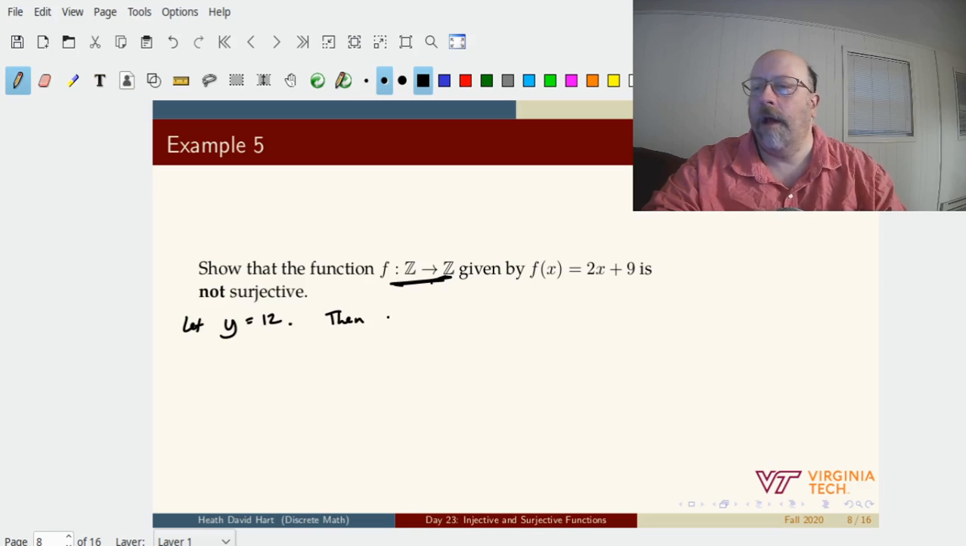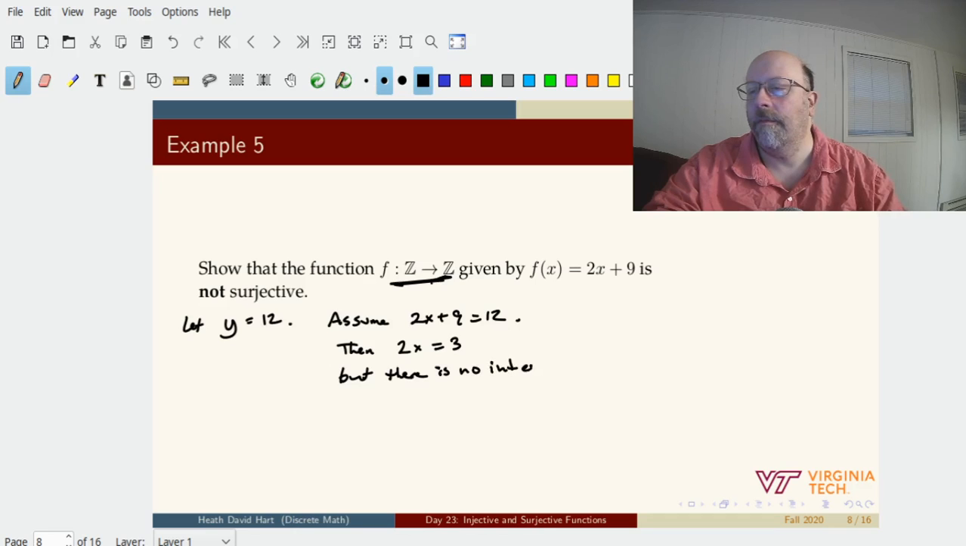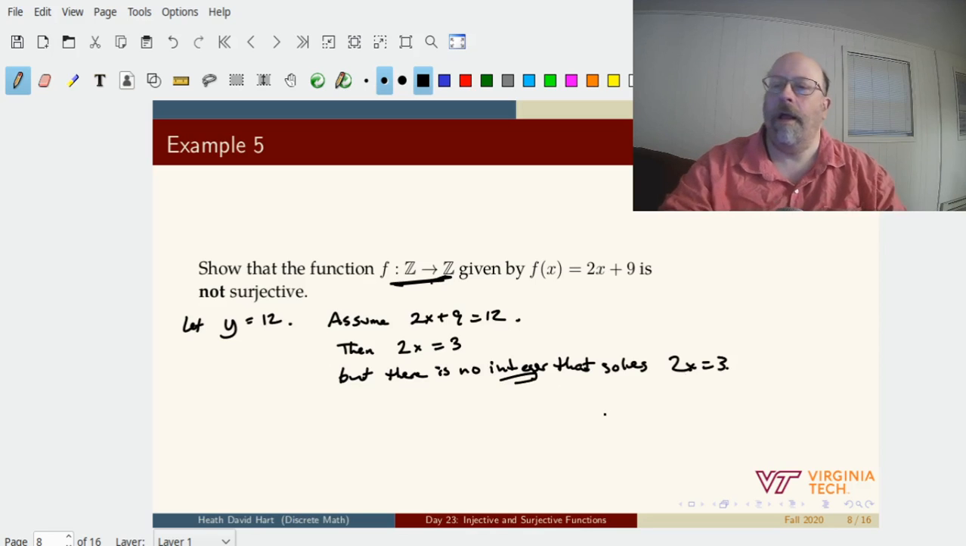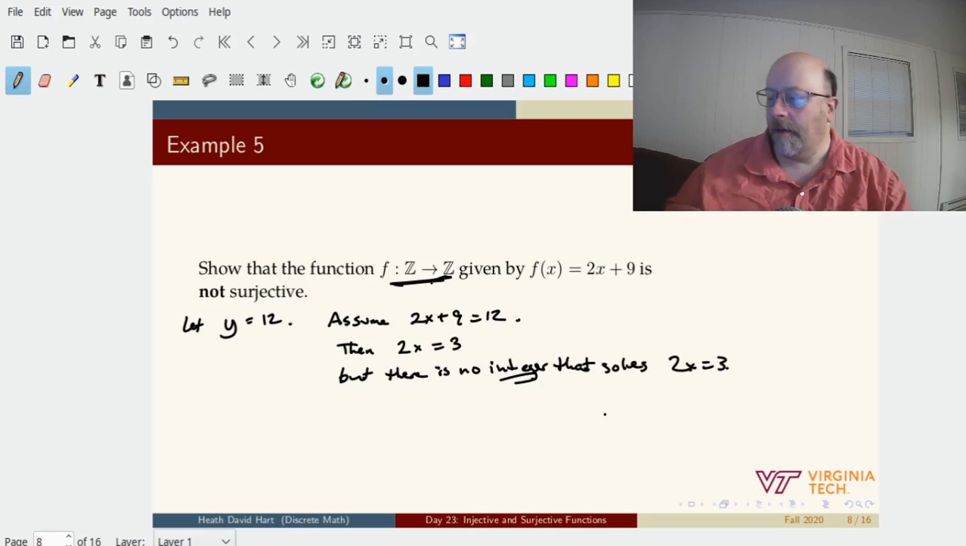then let's assume 2x plus 9 is equal to 12. Then 2x is equal to 3, but there is no integer that solves 2x equals 3. And so this is not a surjective function if we restrict the function to the integers, but it is a surjective function over the real numbers. Okay?